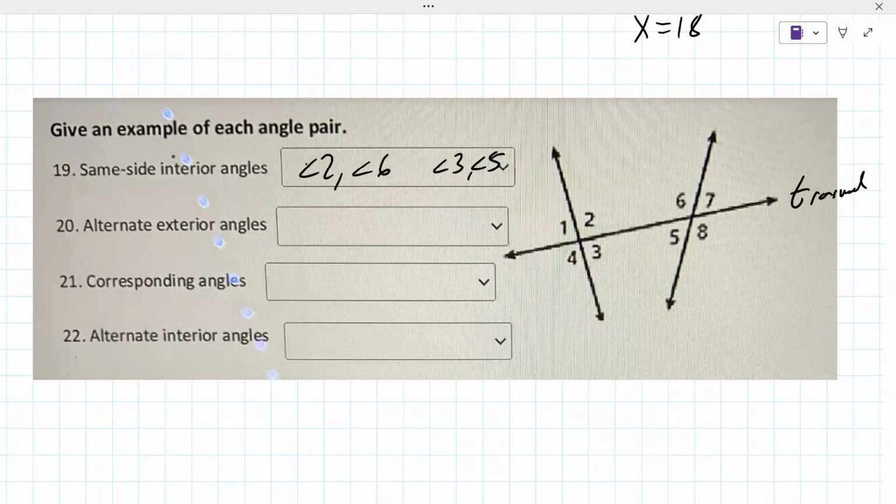1 and 8. Those work. Next, it could also be 4 and 7. All right. So corresponding.